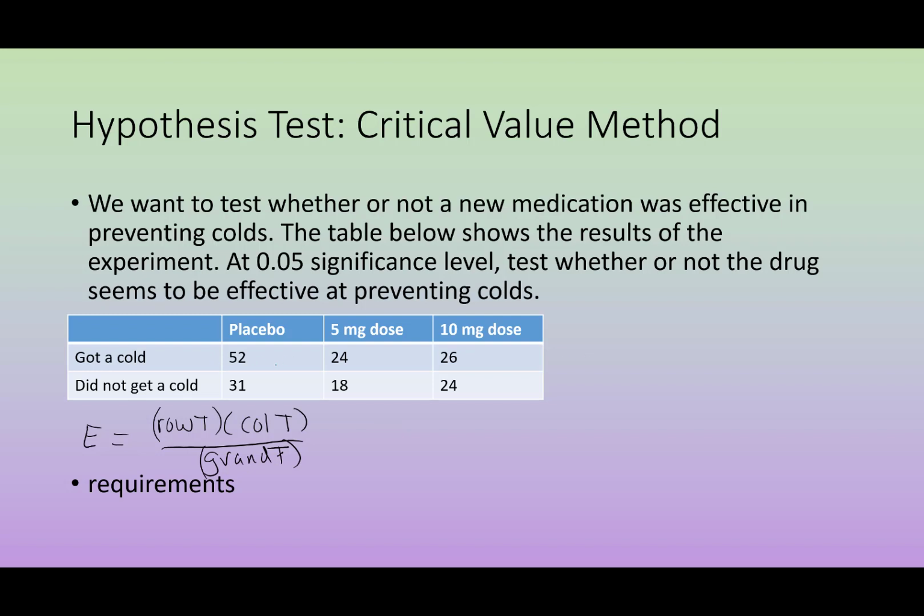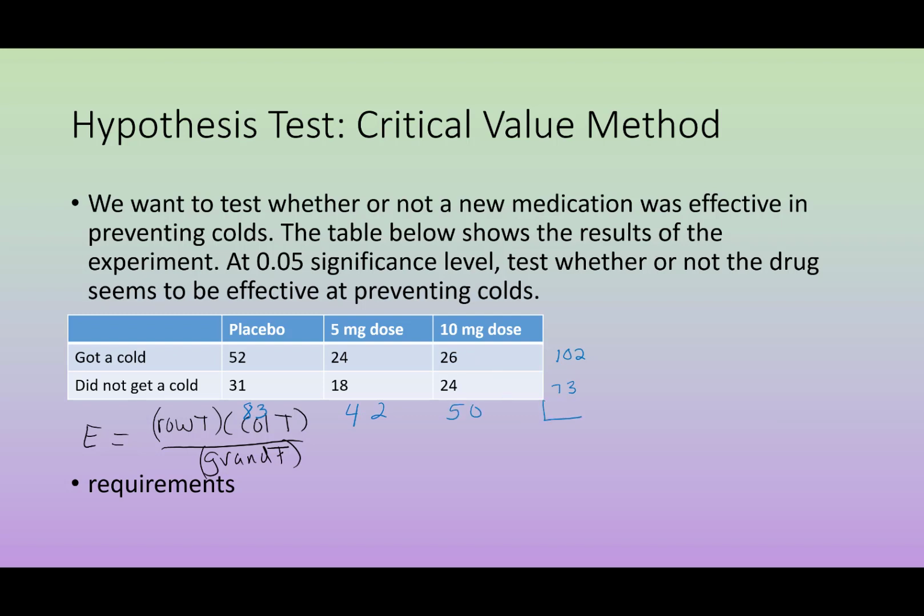So my first row here, I would take 52 plus 24 plus 26, and that gives me 102. And then I'm going to do 31 plus 18 plus 24, and that gives me a total of 73. Now when I do my columns, I would take 52 plus 31, and that's going to give me a total of 83. And then 24 plus 18 gives me a total of 42. 26 plus 24 is a total of 50.